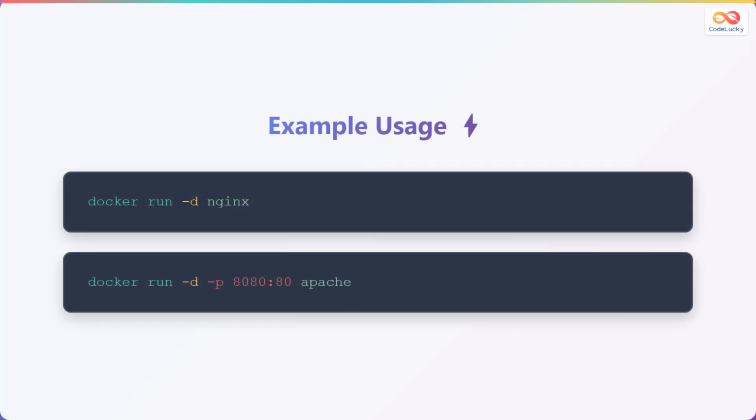Here are a couple of examples of using the -d flag in practice. First, to run an Nginx container in detached mode, you would use the command docker run -d nginx. Second, to run an Apache container in detached mode and map port 8080 on your host to port 80 on the container, use this command: docker run -d -p 8080:80 apache.